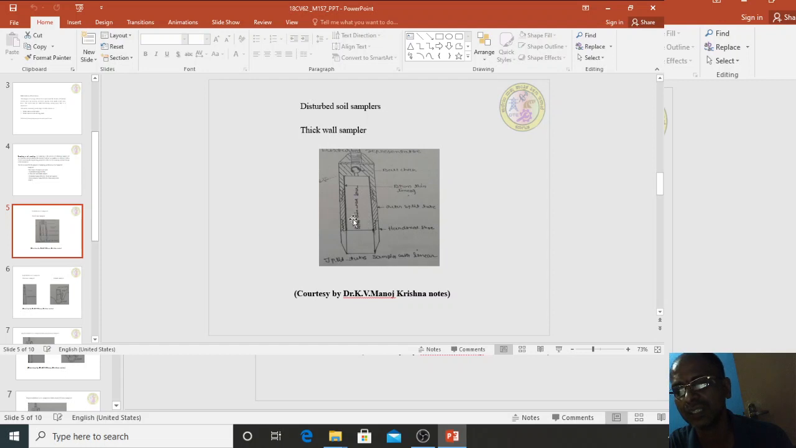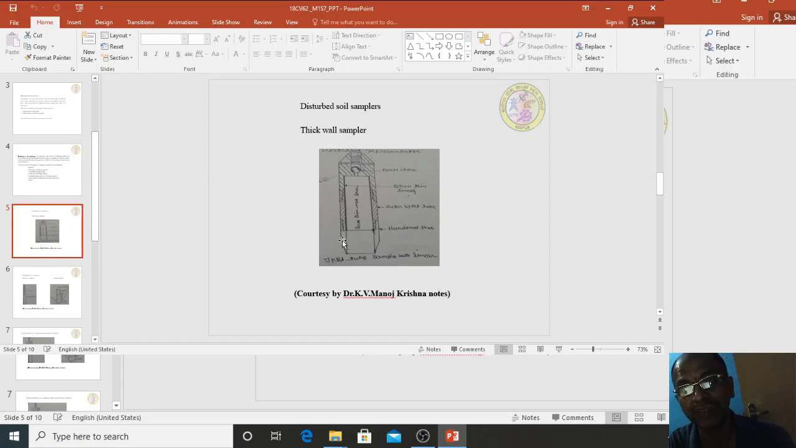The figure indicates the disturbed soil sample. Why is it called a disturbed soil sample? Because it depends on the sampler tube thickness. What is meant by sampler tube thickness? The thickness between the outer wall and the inner wall decides whether it is a thick wall sampler or a thin wall sampler.